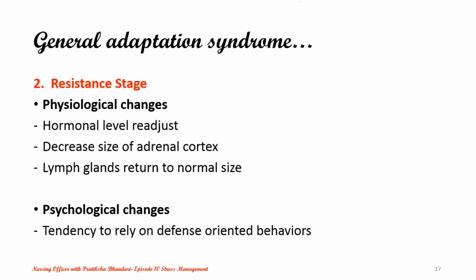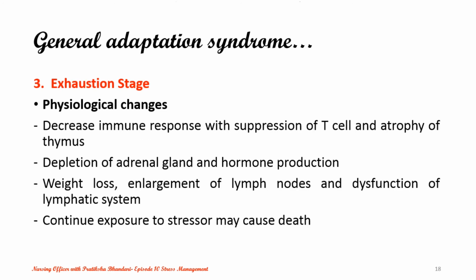In the resistance stage, the hormonal level readjusts and the adrenal cortex, which increased in size during the alarm reaction, decreases in size, and the lymph glands return to normal size. There is a tendency to rely on defense oriented behaviors. The exhaustion stage occurs when the body couldn't regain equilibrium in the resistance stage.